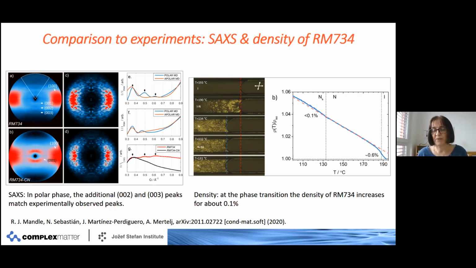But this is what is expected, because we have seen, for example, from the dielectric spectroscopy, that the polar order already gradually grows in the nematic phase. So at the phase transition, at this weakly first order phase transition, the density will only partly change. So only part of the density change will be happening there.